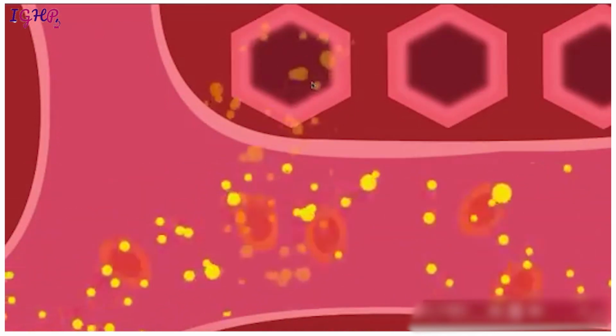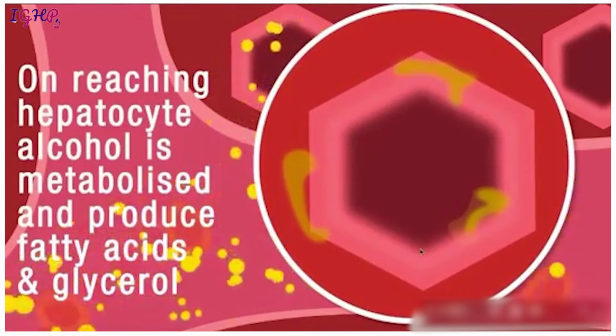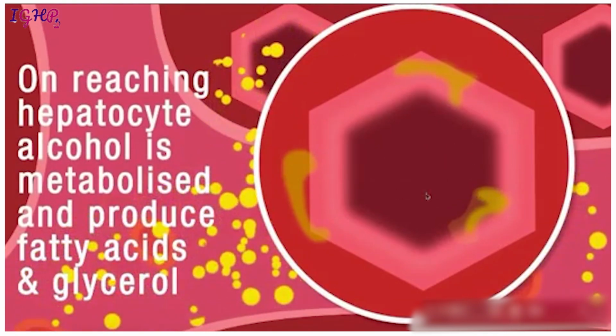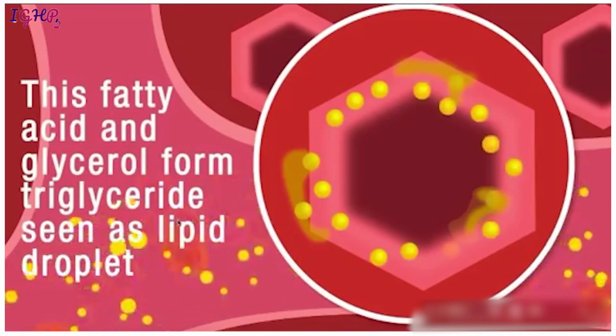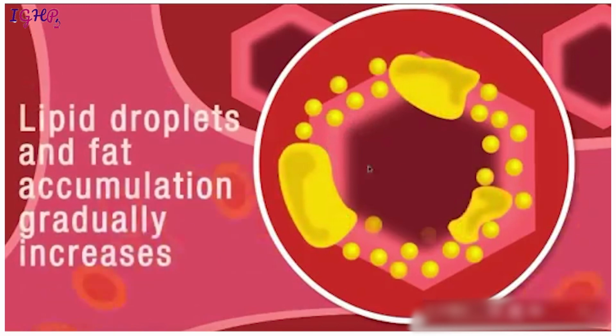So this alcohol is metabolized inside the liver cells, within the cytosol and within the mitochondria of the hepatocytes, and it is going to generate acetaldehyde. Once this acetaldehyde is formed in the cytoplasm, it goes into the mitochondria, wherein it increases the formation of fatty acids and glycerols. Now these fatty acids and glycerol are going to combine together and form triglycerides, which could be seen as these yellow fat droplets within the liver cells.